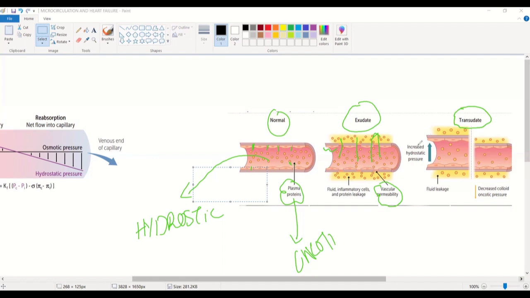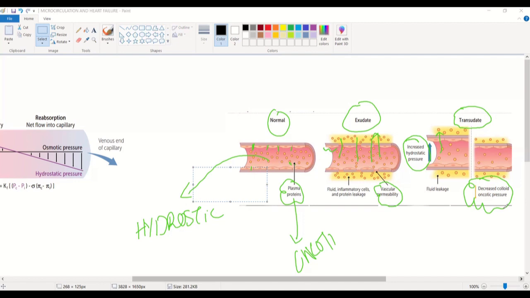So this is a transudate, right? In transudate, what will happen? There will be increased hydrostatic pressure or decreased oncotic pressure. Increased hydrostatic pressure pushes the fluid out, and decreased oncotic pressure, because oncotic pressure holds the fluid inside the capillaries. If it is lost, fluid will move out from the capillaries, right?